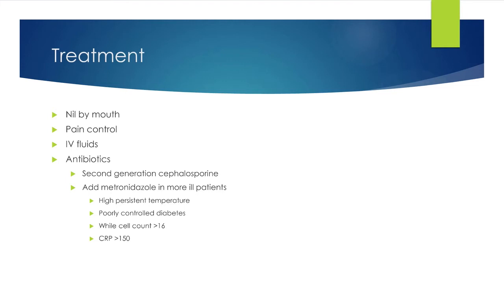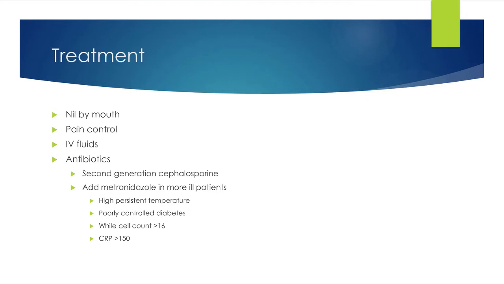So the patient will stay nil by mouth. We give them pain control, which is usually in the form of parenteral opioid. They will need intravenous fluid because they can't eat and they might have been vomiting and dehydrated. And we need to, of course, make sure that renal function, urea, electrolytes are checked. Their sodium and potassium should be known in case they need replacement, or if they are high, they need treatment.